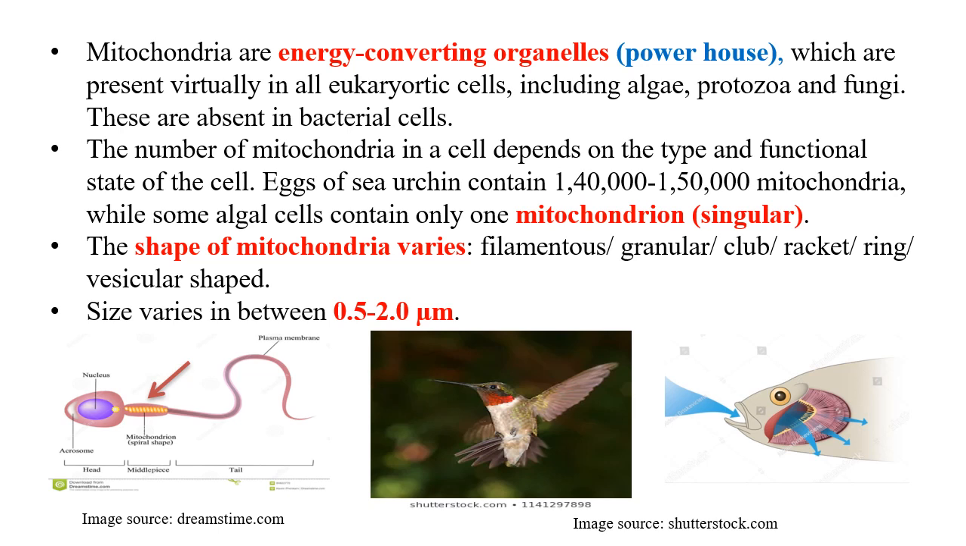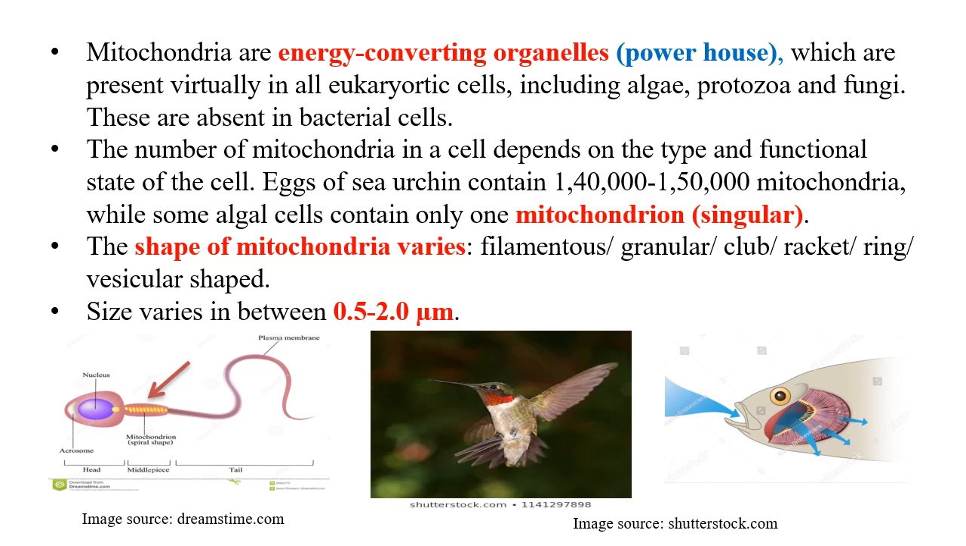Fish gill filaments have highly mitochondria-rich cells because they have to deal continuously with the water current for gaseous exchange and maintenance of osmotic balance, and thus are in demand of high energy. Eggs of sea urchin contain 140,000 to 150,000 mitochondria, while some algal cells contain only one mitochondrion. So mitochondrion is the singular, mitochondria is the plural term.